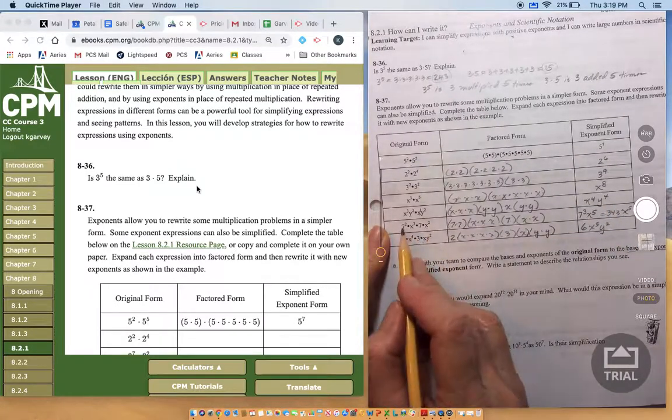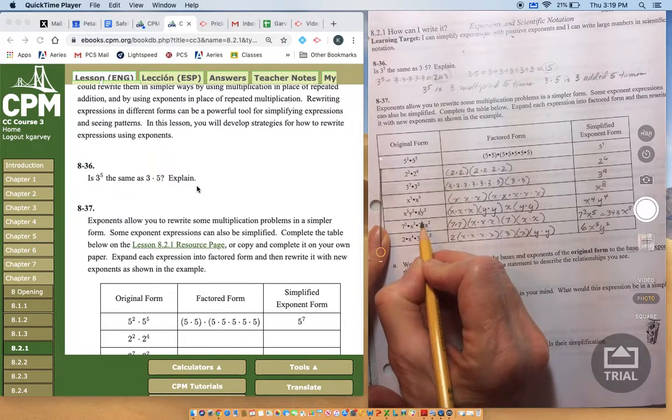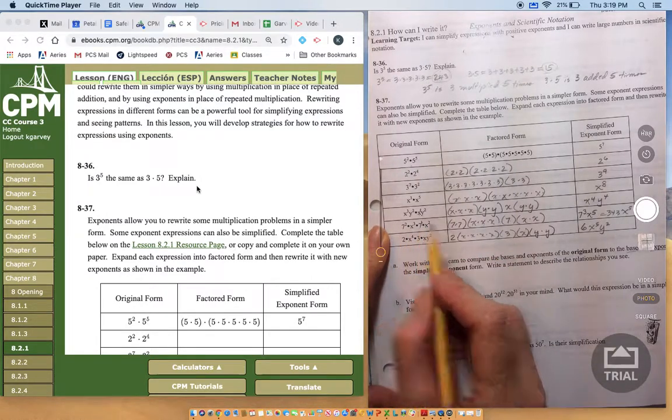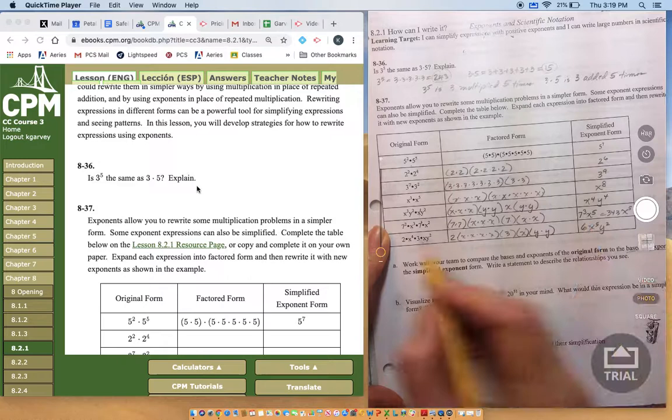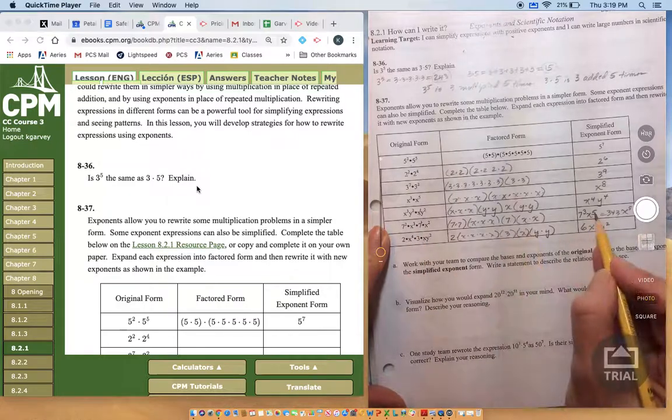Here, we look at the 7s. We realize 7 to the 2nd power and 7 by itself, that's like 7 to the 1st power. 2 and 1 add up to 3. X to the 3rd power, x to the 2nd power. 3 and 2 add up to 5.